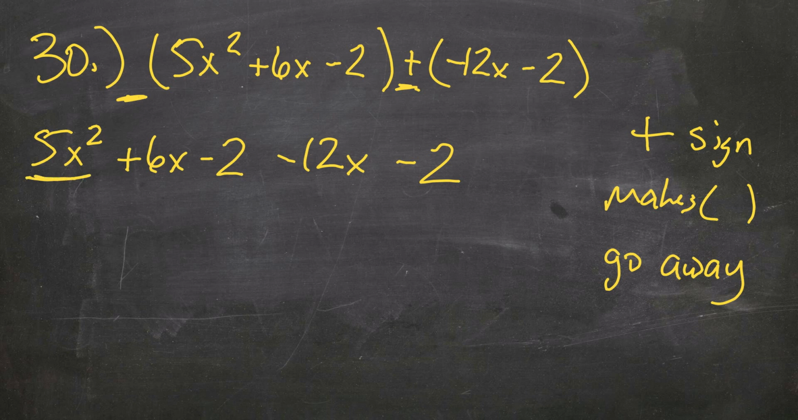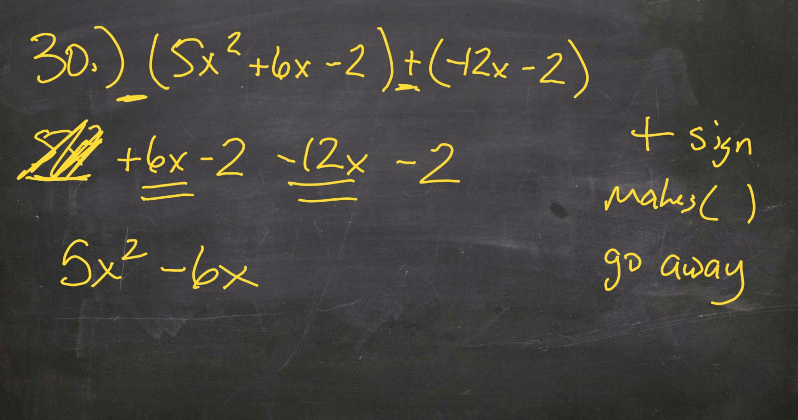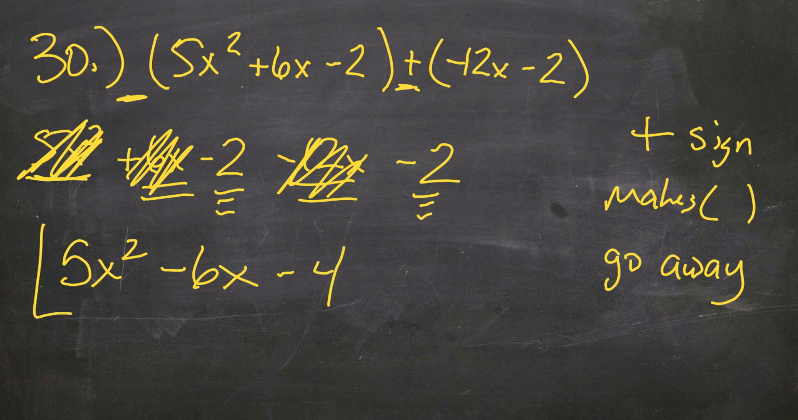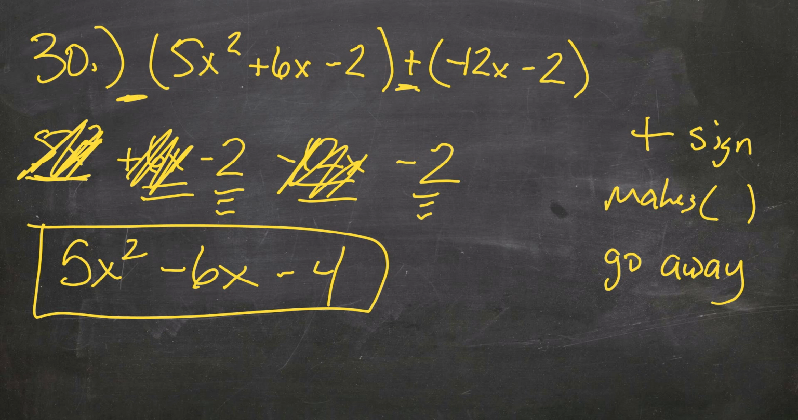Now I just add up my like terms. Is there any other x squareds? Nope. So I just write 5x squared, and then I cross it out so I don't actually use it again. 6x minus 12x, that becomes minus 6x. Cross them out so I don't accidentally use them again. Minus 2 and minus 2 becomes minus 4. So my final answer is 5x squared minus 6x minus 4.